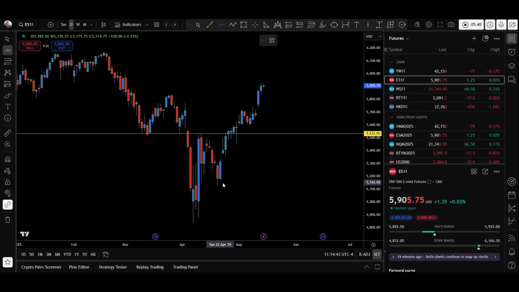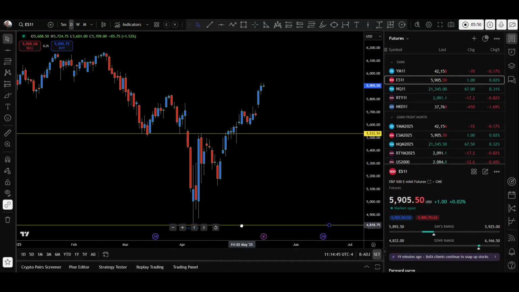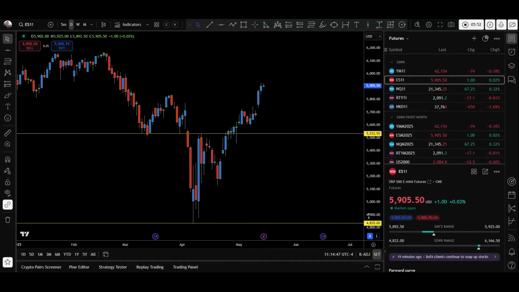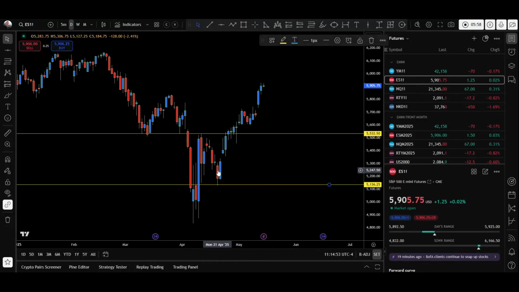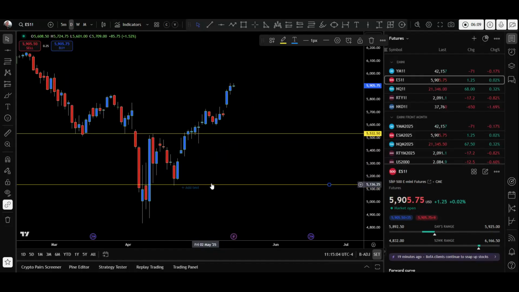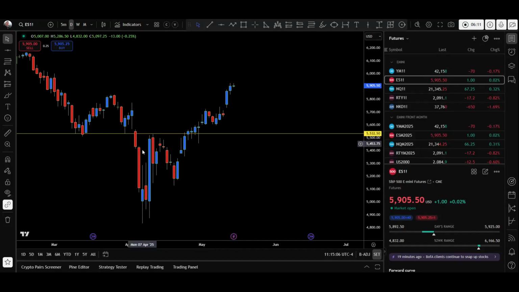Where's another support level? Right here. This low down here, that was a support level, 48.35. Market never broke through it, right? Where's another support level? Down here, 51.36, right? Market never broke through it.